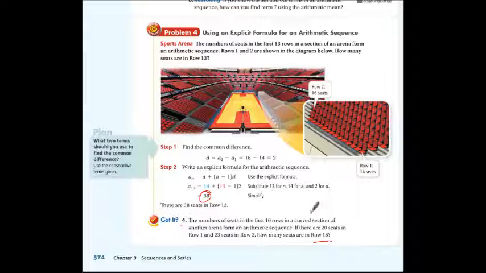All right, you're back. Hopefully for that one, you got 65 seats. That's it, guys. Those are the notes for 9-2.